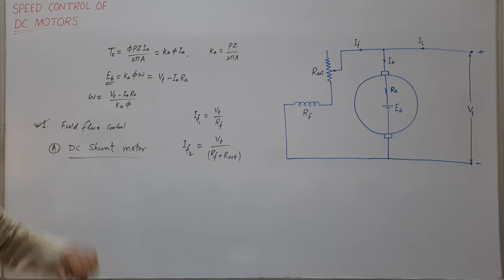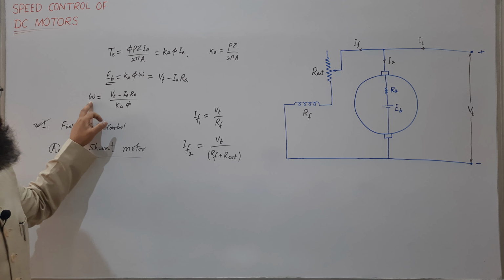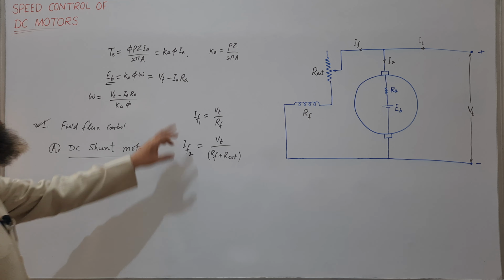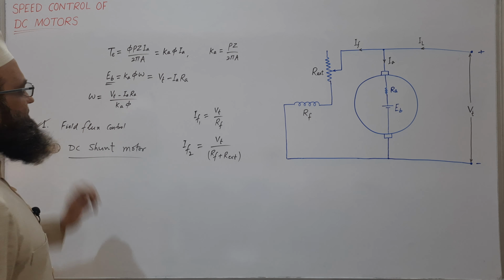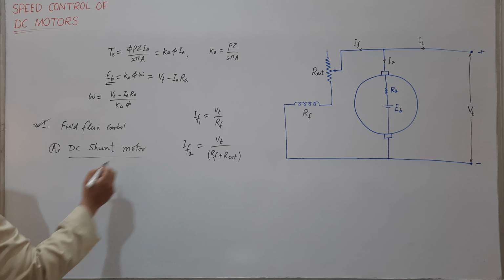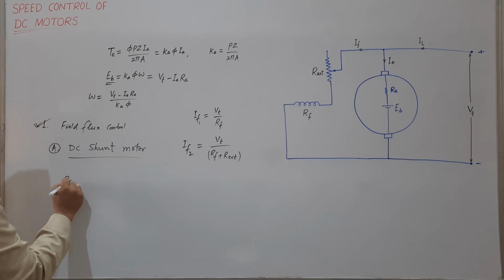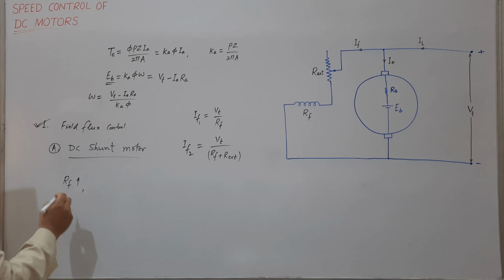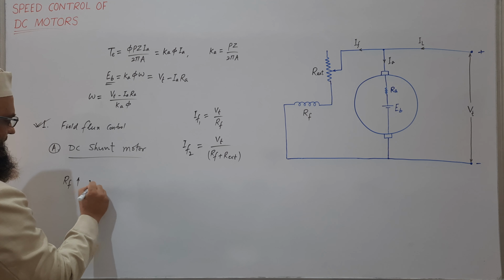Omega will not increase instantaneously due to the inertia of this machine. Suddenly it will not increase. So the moment we have decreased phi, EB will decrease. So we will write here what we did. We increased RF. Due to this, IF has decreased.